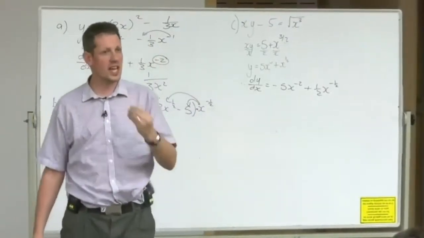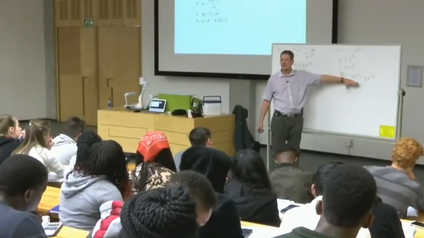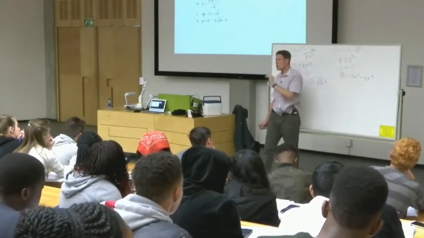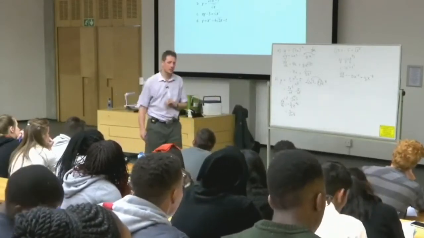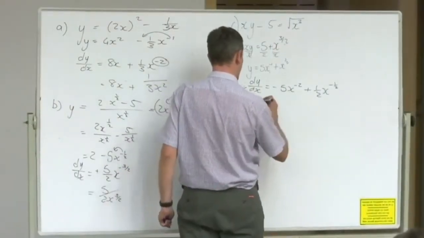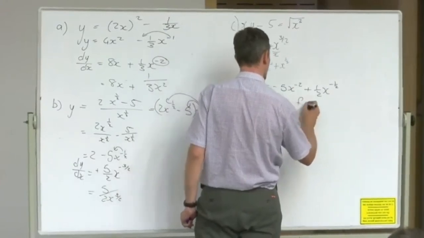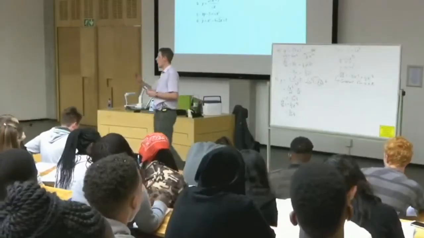Busihle is telling you that this answer is the equation for the gradient for x, an element of real numbers. So this is the gradient for x, an element of real numbers. Now the question in the exam says the following: Identify Busihle's error in the statement.